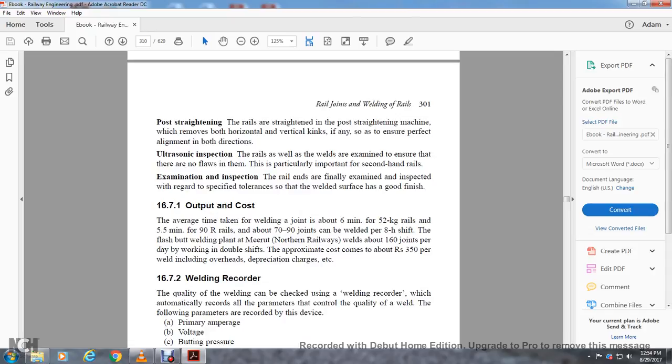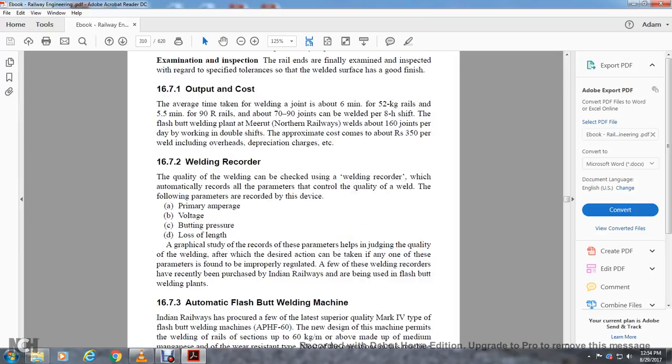16.7.1 Output and cost. The average time taken for a welded joint is about 6 minutes for 52 kilogram rail and 5.5 minutes for 90R rails. About 70 to 90 joints can be welded in an 8-hour shift. At the Northern Railway flash butt welding plant, about 160 joints per day are welded by working a double shift. The approximate cost of the welded joint is about 350 rupees, including overhead and depreciation charges, etc.